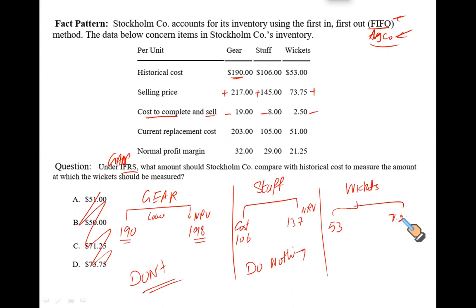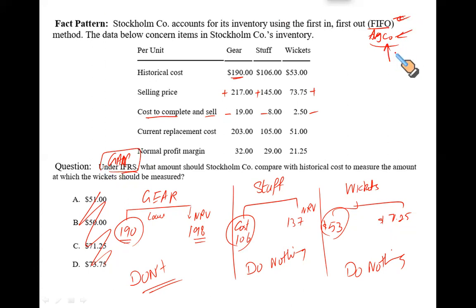Interesting. In all of these questions, cost is less: 190, 106, 53. So do nothing. Had there been a lower NRV in any of these cases, we would have written it down as a loss. So remember, ladies and gentlemen, IFRS and US GAAP behave exactly in the same way if the inventory is under FIFO or under the average cost method. This is what we do. We compare cost versus NRV.